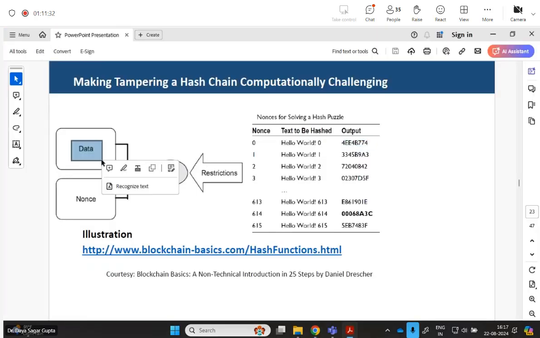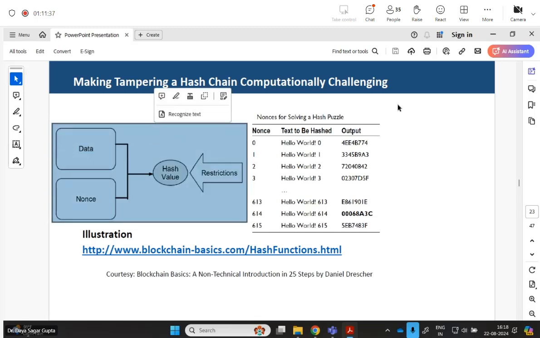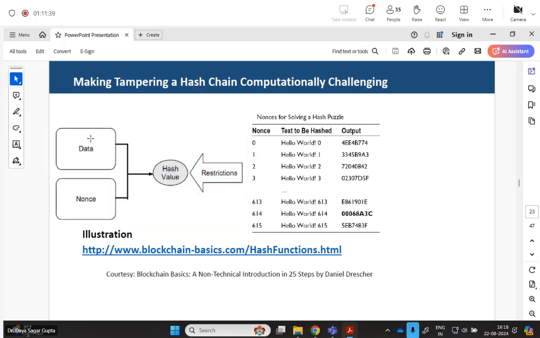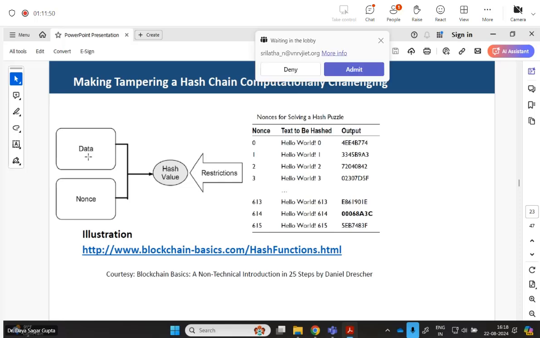If I take only the data and find its hash value, somebody can change the data as well as the hash value. But I don't want this, because my message will not be secured. Whatever my information is, it will not be secured. Attackers can just modify this value.